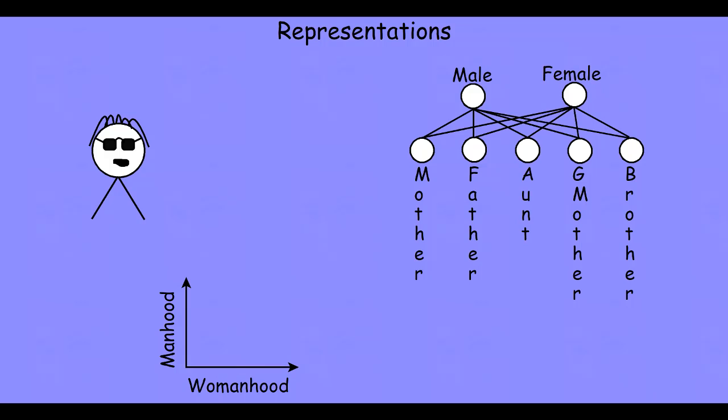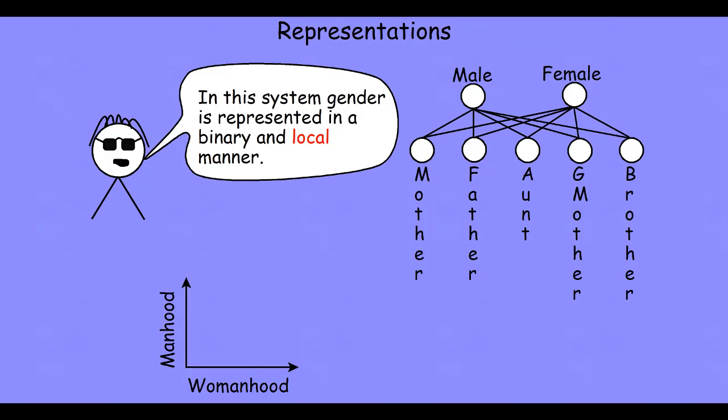Other examples using other sorts of systems. Here we have a system that represents gender and then the corresponding role one has in a family. And so in this system, gender is represented both binary and locally. So if you're female, this is activated. If you're male, this is activated. Same thing here for the role in the family. Brother is represented locally. Grandmother, aunt, father, mother, all represented locally.